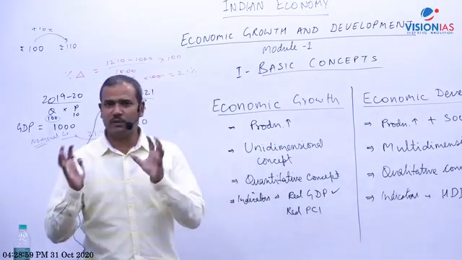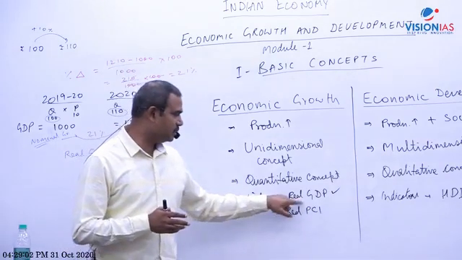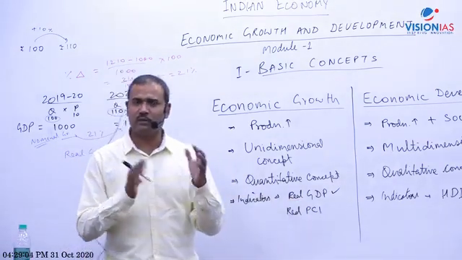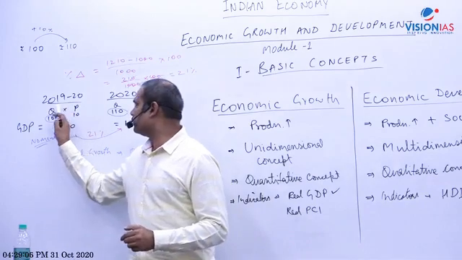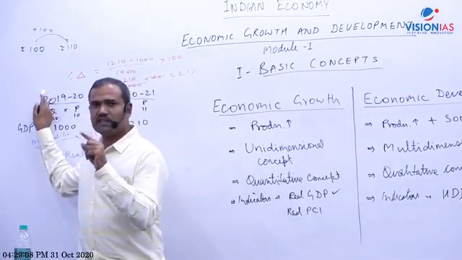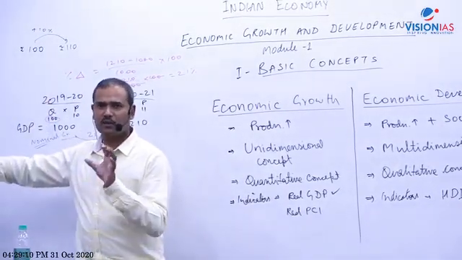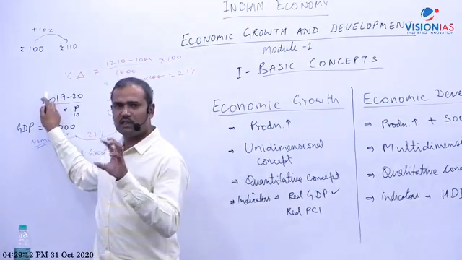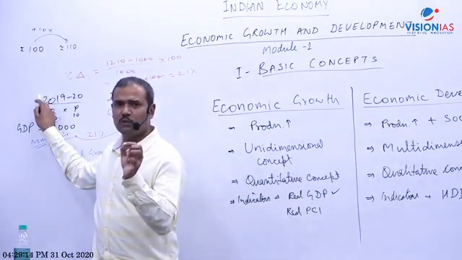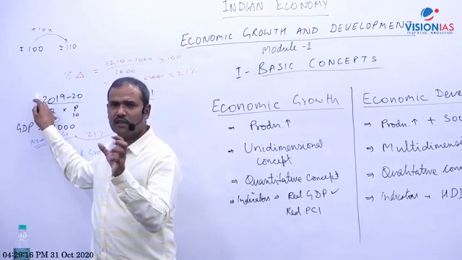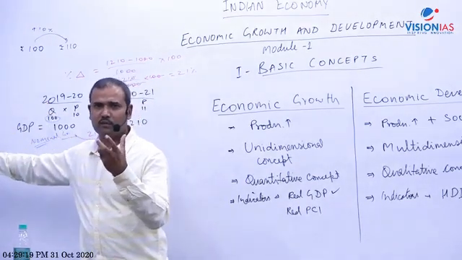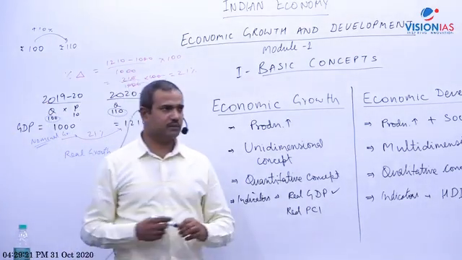So how do we estimate economic growth? On the basis of GDP. Our real GDP grew by 4.2%. It means that in this year, we produced 4.2% more goods and services as compared to the previous year, in actual terms, meaning without considering inflation.